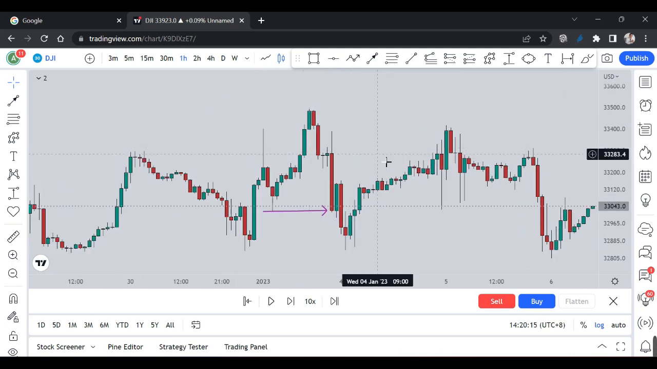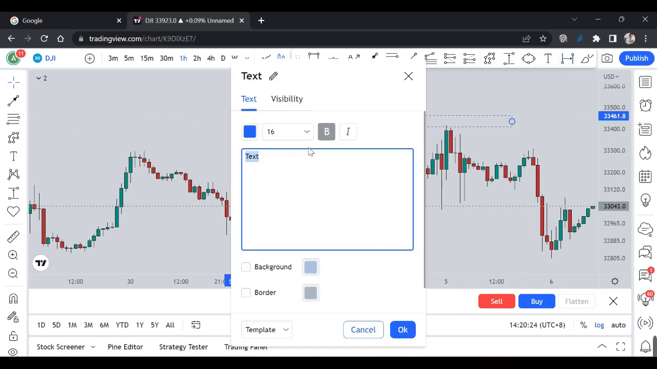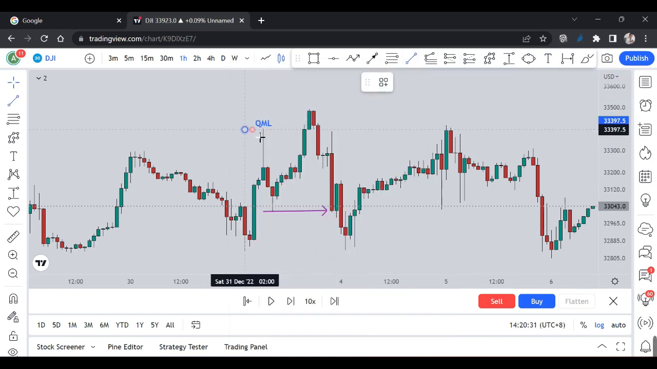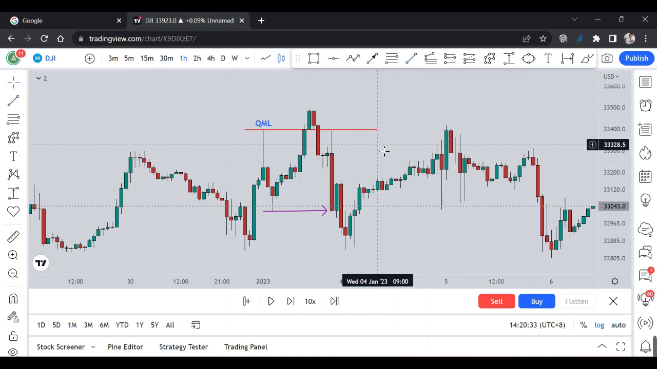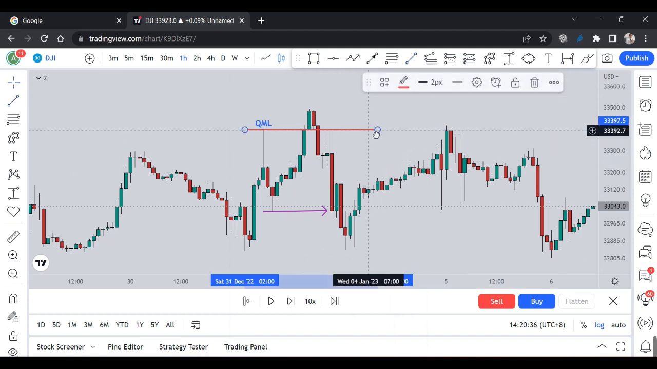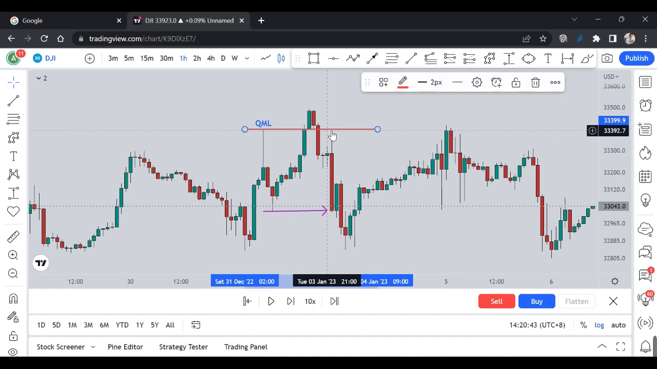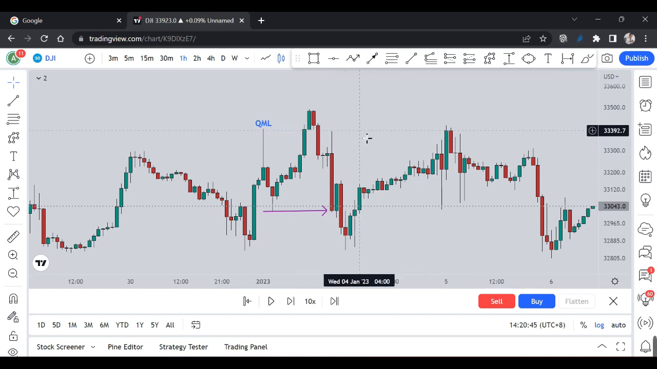Now the biggest problem is that a lot of people don't understand how to trade QML, or how should I say, the entry area. So we label it a little bit so that you can see it more clearly. We have the QML, and then we have our level. Sometimes it's a coincidence that the price reverses at the QML level, but sometimes it does not. The important thing is not the QML level. The important thing is that you must know how to find your entry zone.